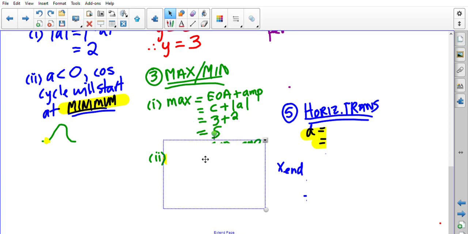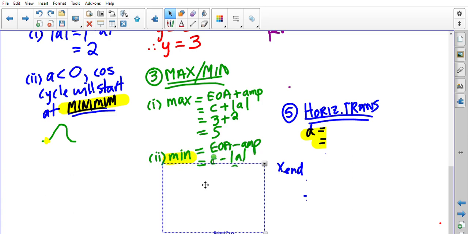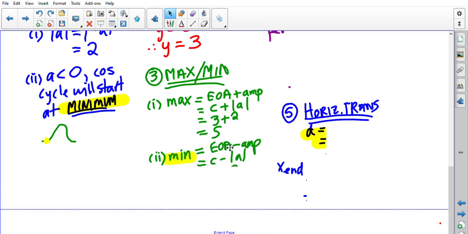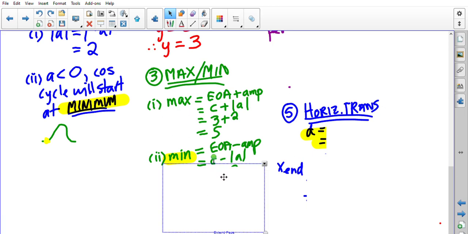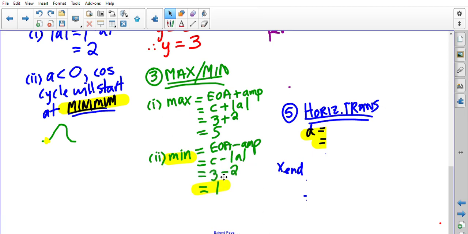Now we're going to find our min the same way, but we're going to subtract the amplitude. So equation of axis minus amplitude, so C minus absolute value of A. So that's 3 minus 2, which leaves us with a minimum value of 1. I'm keeping it all highlighted here because I know that's what this value is going to be over here. So we basically just found out that this point up here is going to be 5, and the y-coordinate down here is going to be 1.